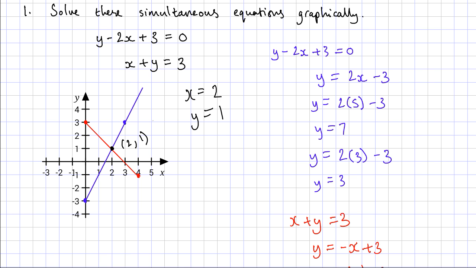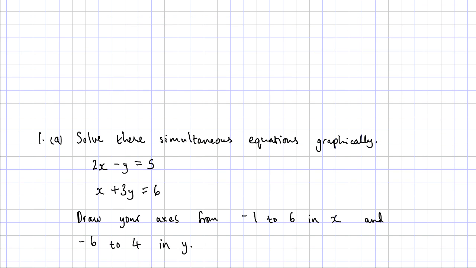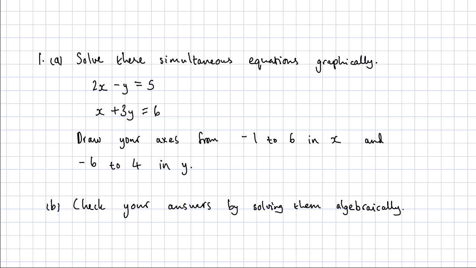Now here's a question for you to try. So solve these simultaneous equations graphically. Now draw your axes from minus 1 to 6 in x and minus 6 to 4 in y. So that should help you see where they meet. And then check your answers by solving them algebraically. So do these questions and then bring that to the lesson.